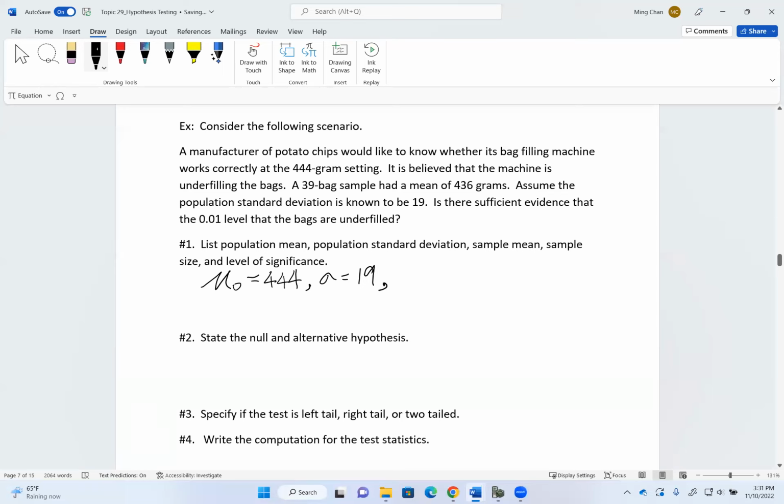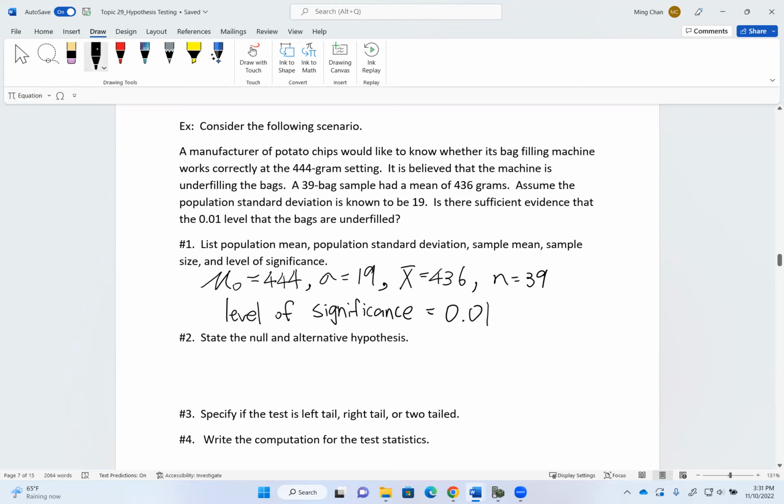The sample mean, X bar, from the 39 bags shows we are filling at 436 grams. The sample size, n, is 39, which is more than 30, so that's good. The level of significance is set at 0.01, which is almost like saying a 1% chance of making a type 1 error.